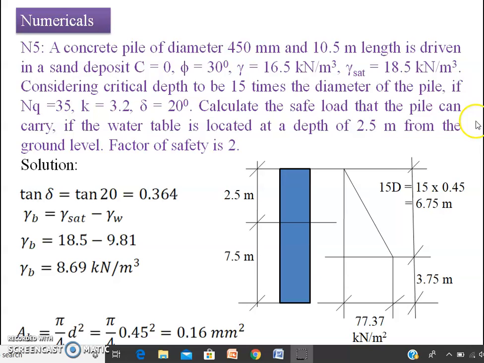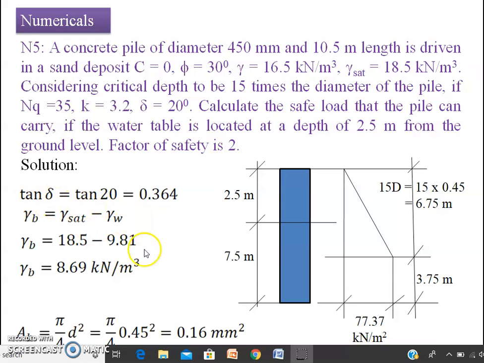If we work out 15 times the diameter of the pile, it works out to be 15 into 0.45, which is 6.75. Up to a depth of 6.75, the pressure distribution will remain linear and thereafter it will become constant. So it means that the frictional resistance will effectively cease at the level of 6.75, and whatever resistance remains will be continued with reference to bearing resistance.